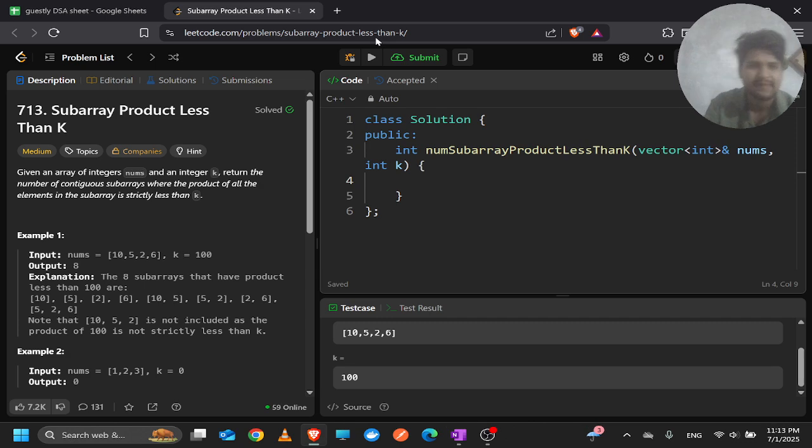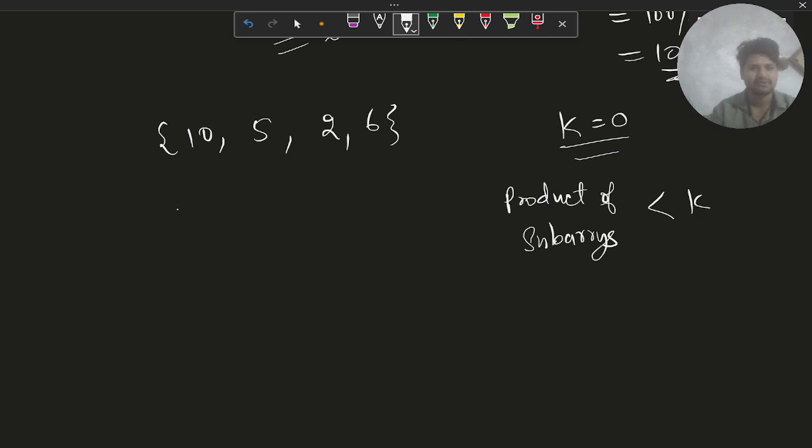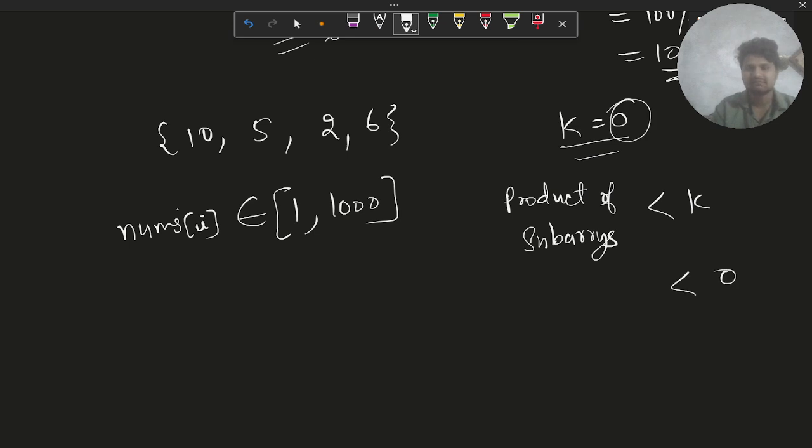And as you can see, the constraint given is that nums of i can belong to 1 to 1000. So if k equal to 0, that means we never form these subarrays, because if you do any product, you won't get any 0, because the elements lie between 1 to 1000. So we cannot form a subarray whose product is going to give us 0.